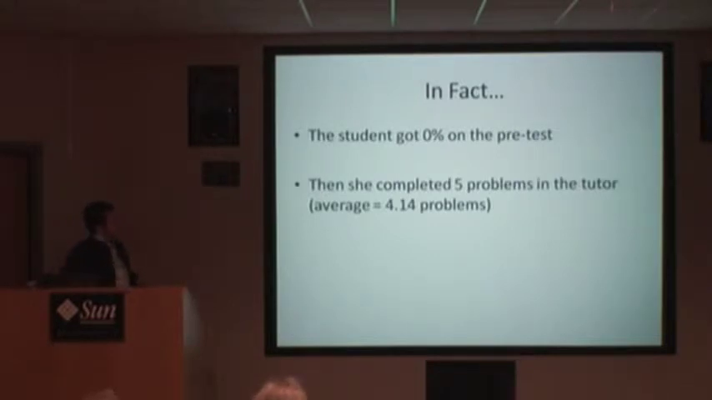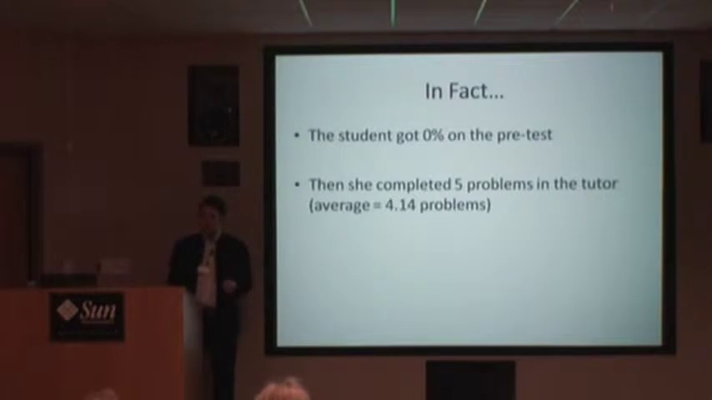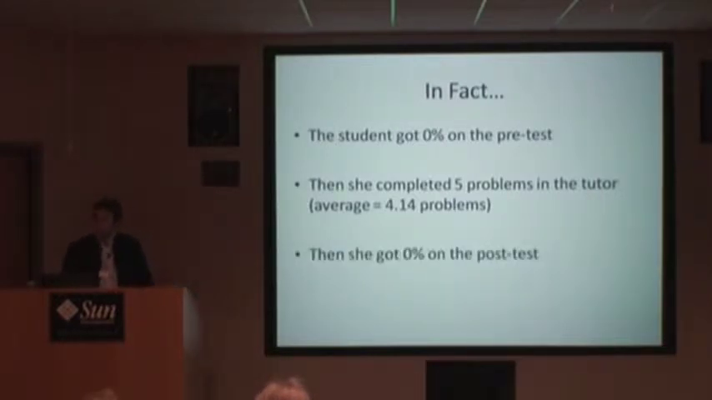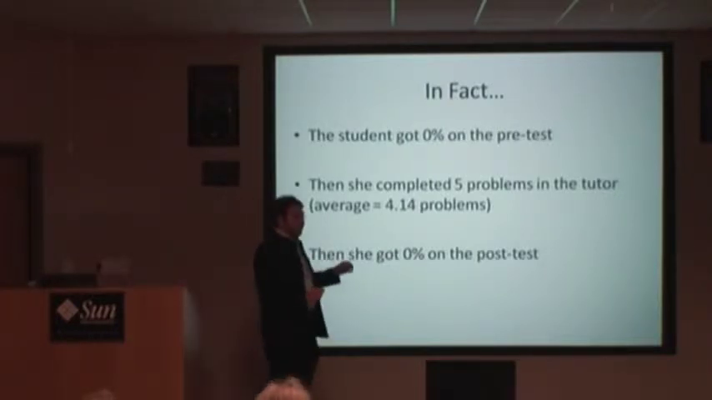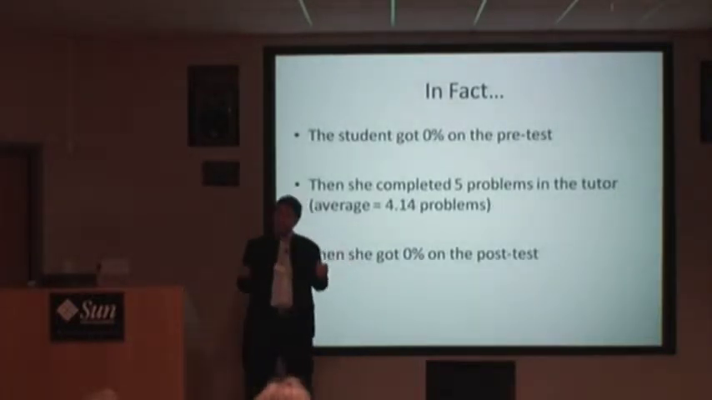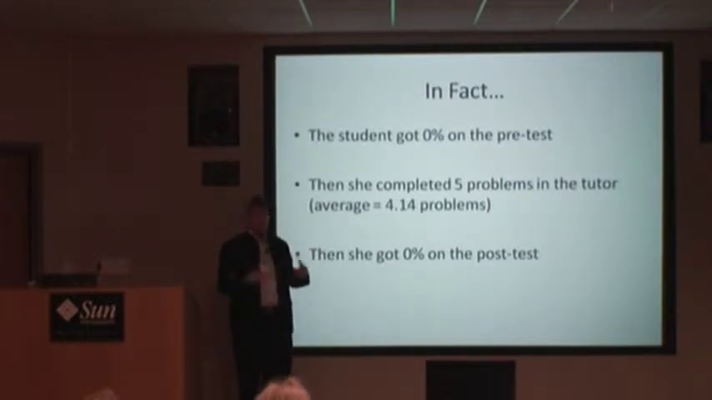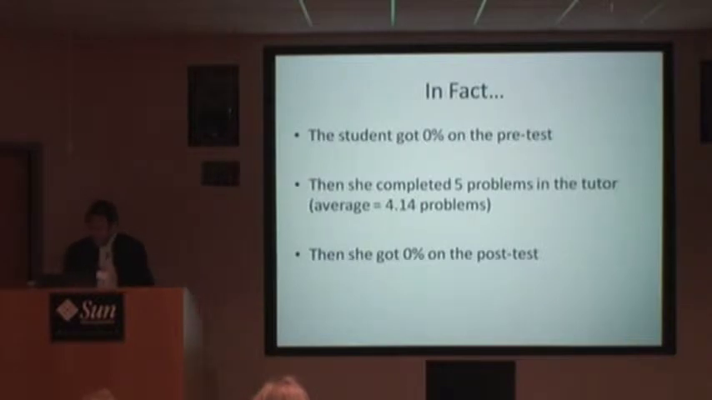And then she successfully completes 5 problems in the tutor, which is more than the average student was able to do in this period of time, and is usually associated with good learning. And then she gets 0% on the post-test. In other words, this student was successfully able to generate and interpret 5 scatter plots of data without, as far as we can tell, learning a single thing about scatter plots, which is really actually pretty impressive when you get right down to it.